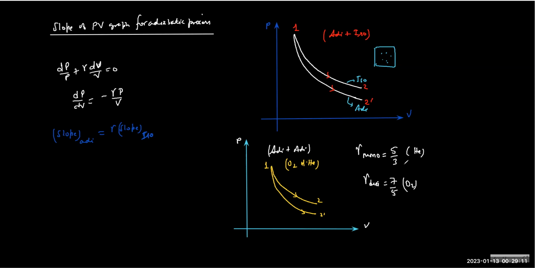So which number is bigger, 5/3 or 7/5? If you know mathematics, mono will be 0.6 more, right? So 1 to 2 dash is helium, and this is oxygen. Is this clear, guys? Tell me yes or no. Yes, sir.